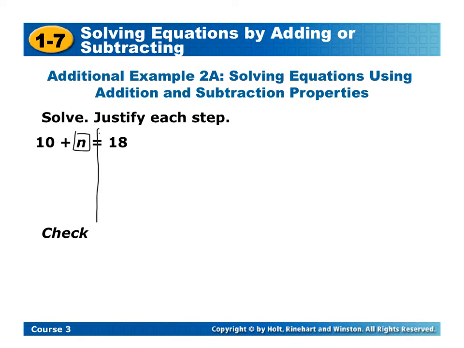So how would I get rid of positive 10? Well, I would subtract 10. These would cancel out. But that property of equality states that if I subtract 10 from one side, I have to subtract 10 from the other. So n would equal 8. Now we want to justify, so we're going to name the property. Since I'm subtracting 10, this would be the subtraction property of equality.